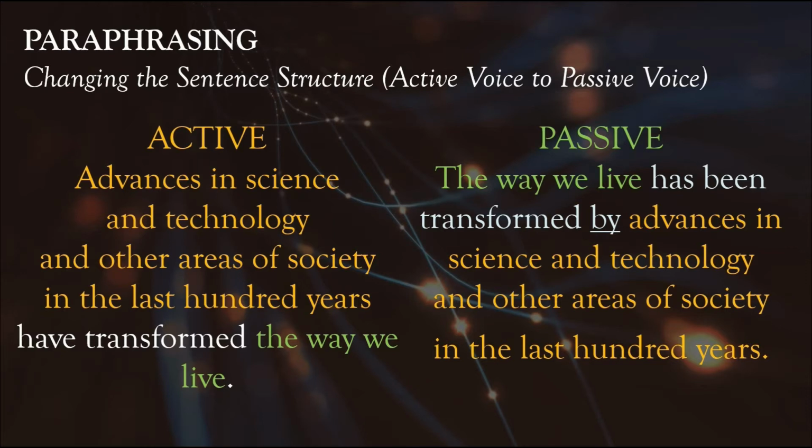In the passive voice, we are now using "has been transformed" because the new subject is now singular. And then we add the word "by." So that's how we paraphrase a sentence by changing its structure using active to passive voice. So those are the methods of paraphrasing. You may use one in your IELTS exam, or you may also use all three of them.